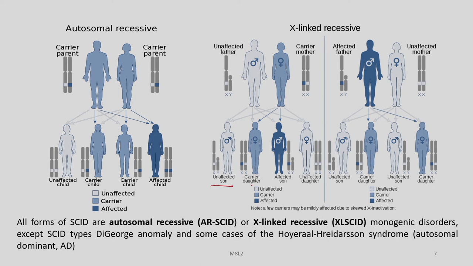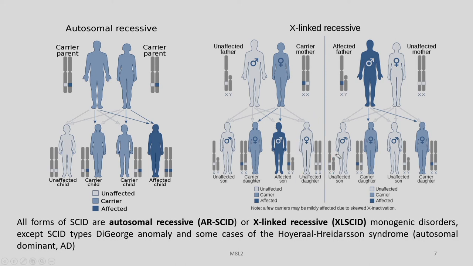And a girl who will inherit the normal X chromosome from the father, but the chromosome having the mutation from the mother, will be a carrier. In the case of again a male, the inheritance of the defective chromosomal mutation from the mother and the normal Y chromosome from the father, he is affected or diseased. And in case of inheritance of both copies of the normal X chromosome from the two parents, the daughter remains unaffected.